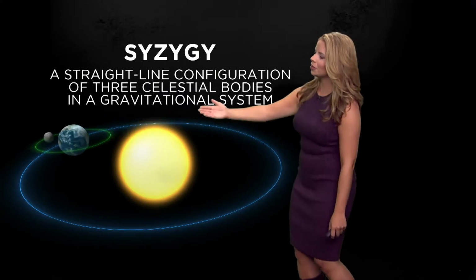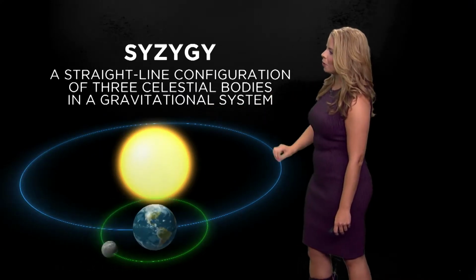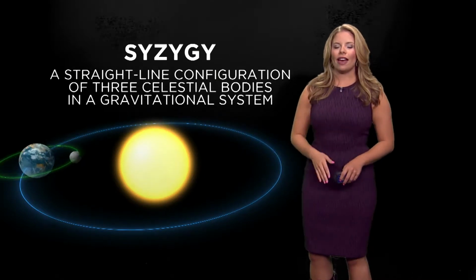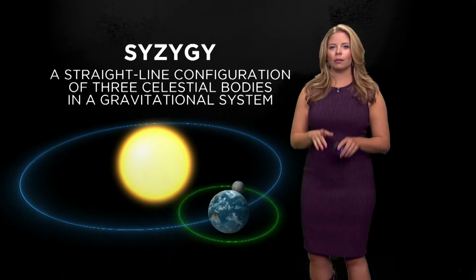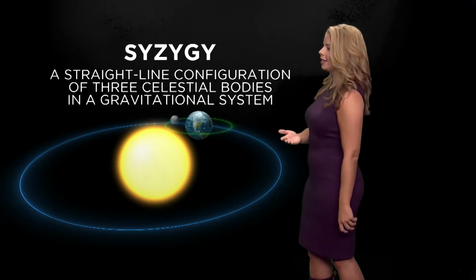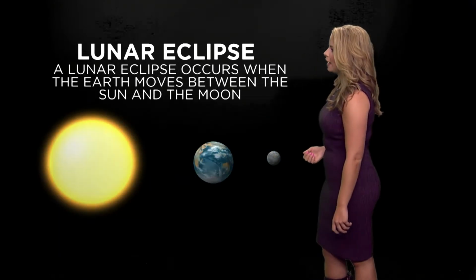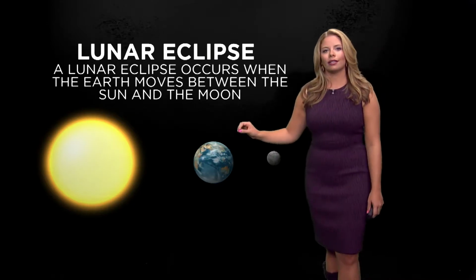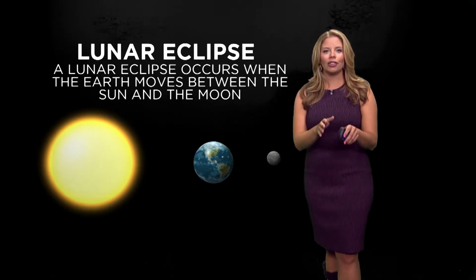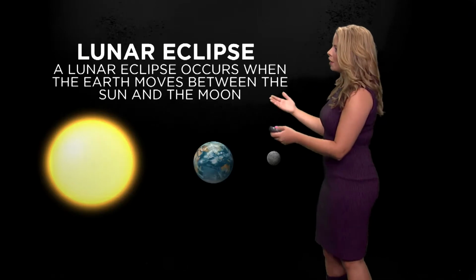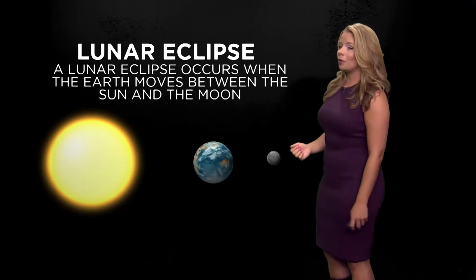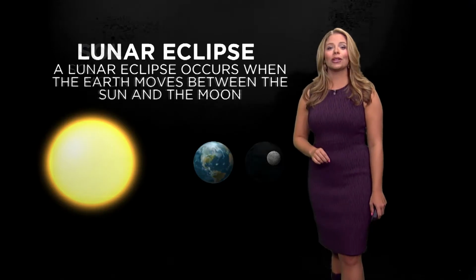The moon orbits around the earth, and then the earth orbits around the sun. And when you get those three bodies to line up together, that's when we start talking about eclipses. But you can have two different types of eclipses. The first one is a lunar eclipse, and that's when the light to the moon is obscured by the earth. So when the earth gets in between the sun and the moon, you get a lunar eclipse, casting a shadow on the moon.